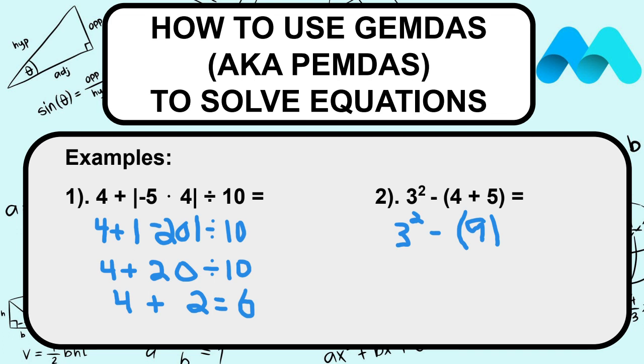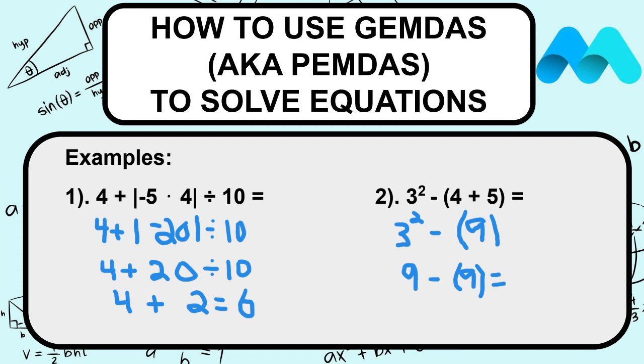Now, are there any exponents? Yes, we have 3 squared. And 3 squared, 3 times 3 is 9. So let's bring that down too. And then bring down the rest of it, 9 minus parentheses 9. And I'm going to write my equal sign here because this is going to be my last step.